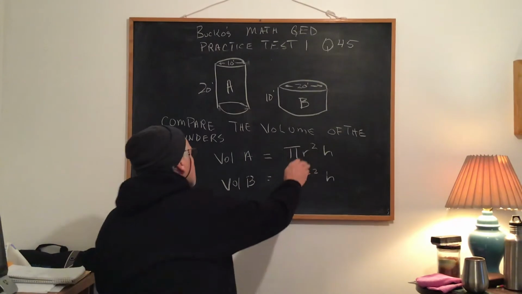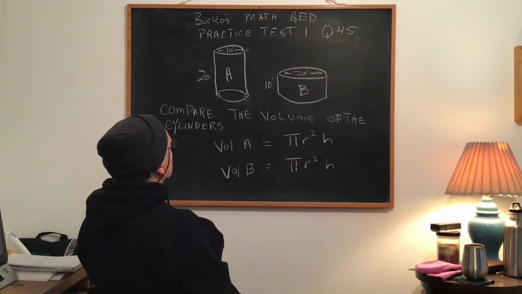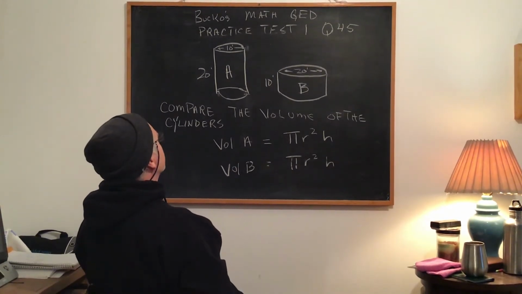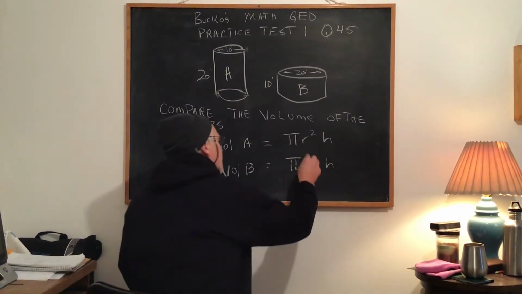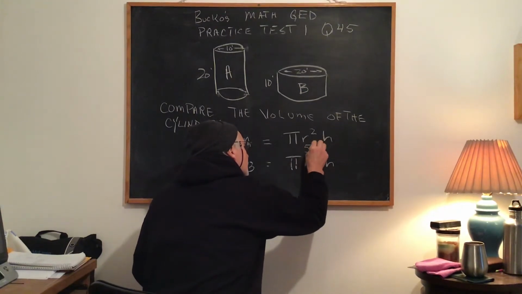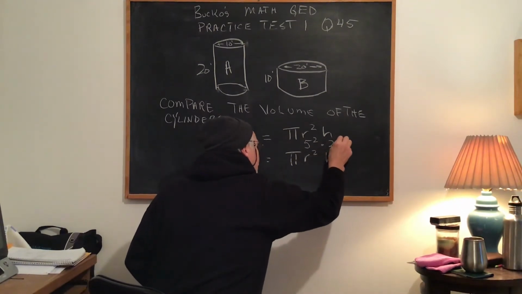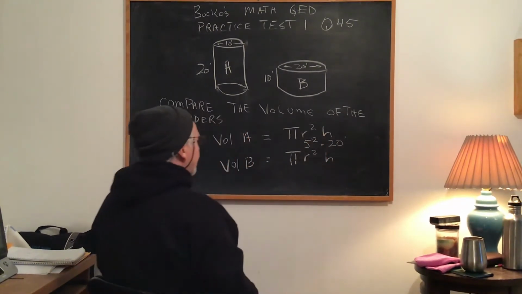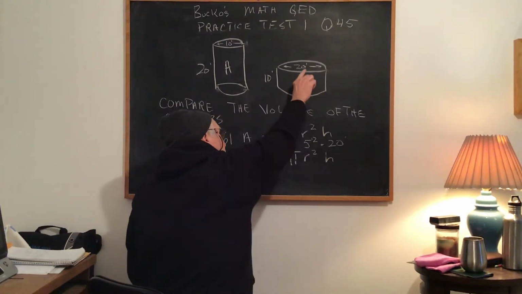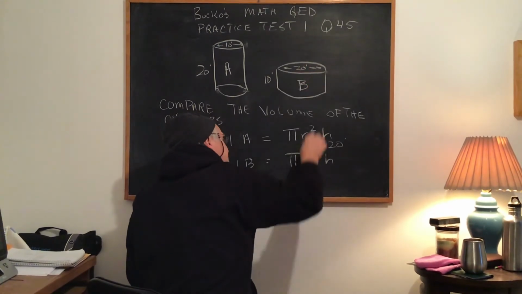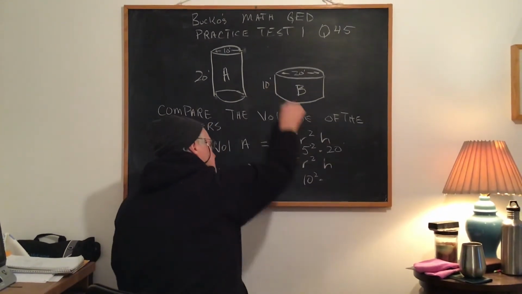That's not going to enter into our comparison. So R on volume A is the radius of the base, or in this case the top of the cylinder, and the radius is half of the diameter. That's the diameter given, so it would be 5 squared times the height, which is 20. These are feet. This guy, B, the radius is going to be 10. We're going to square that, and then we're going to multiply it by the height, which is 10.